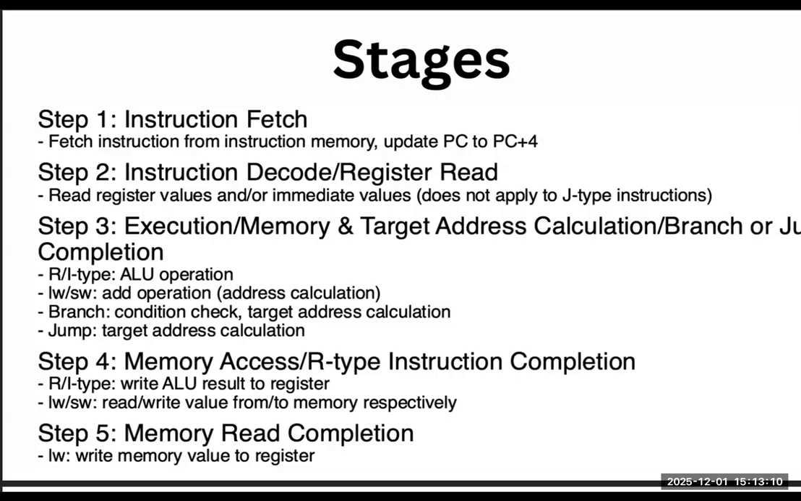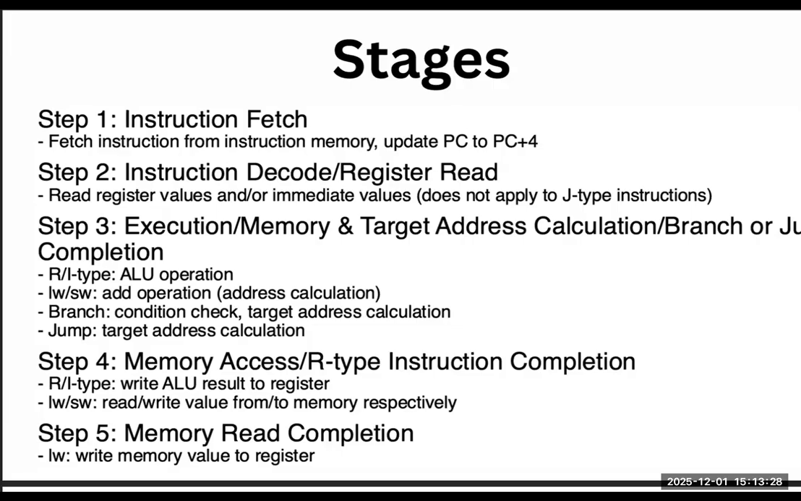This is where things diverge based on instruction type. For R-type and I-type instructions, the ALU performs the actual operation. For load and store, we calculate the memory address. For branches, we check the condition and calculate the target address. For jumps, we just calculate the target address.